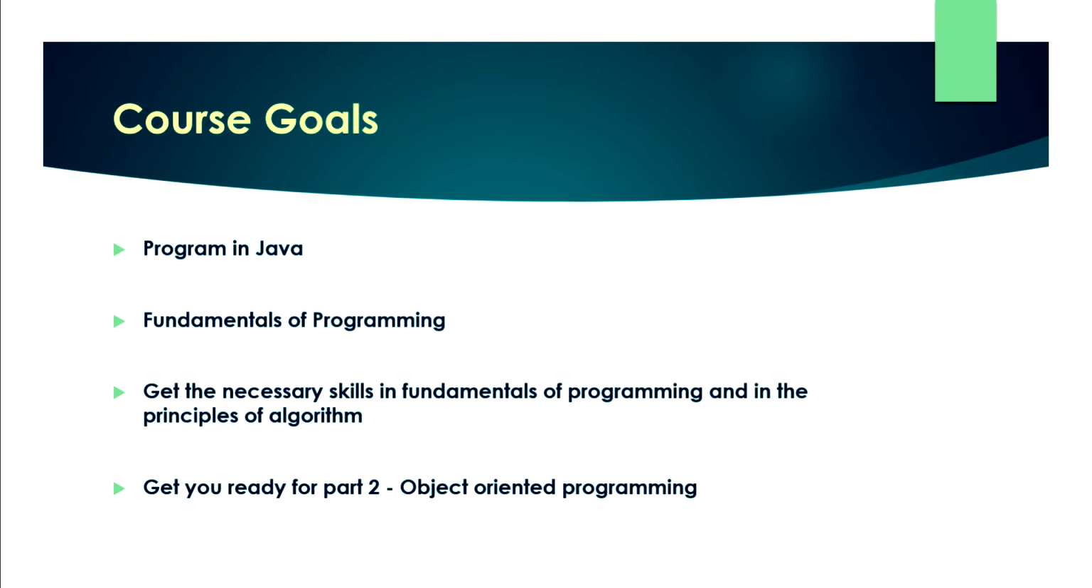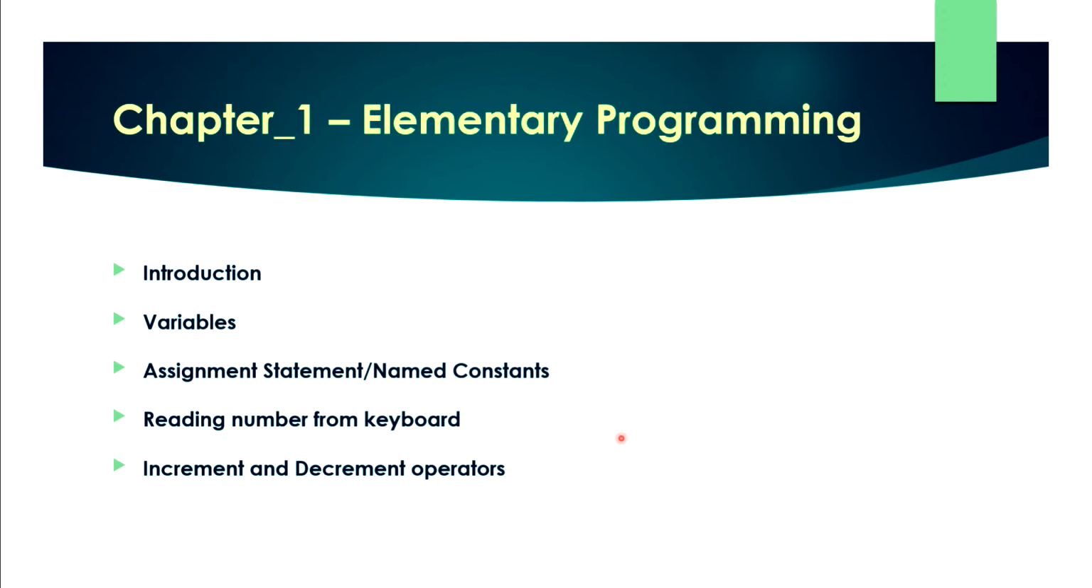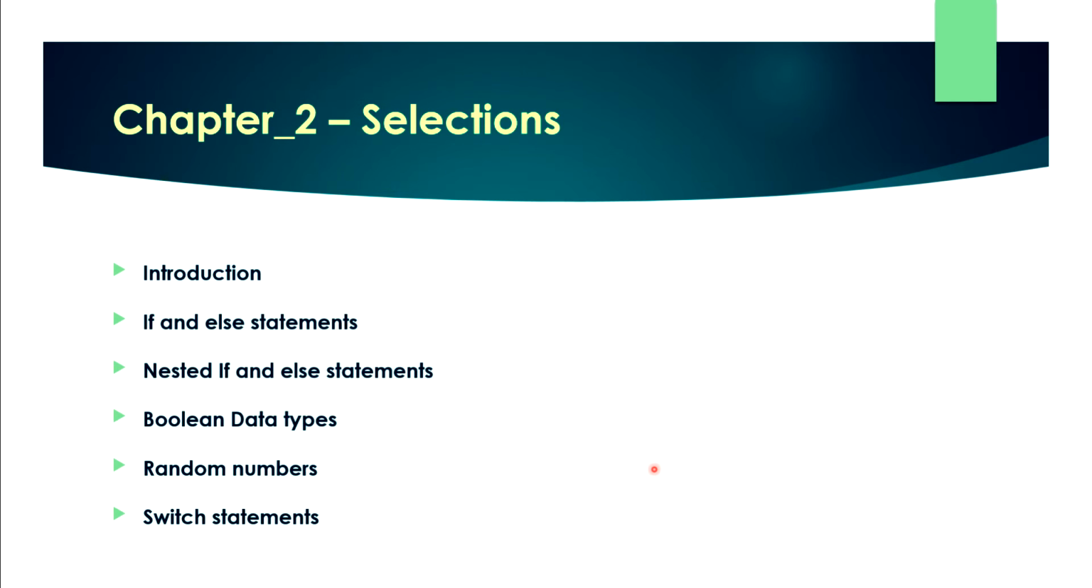There will be 6 chapters in this course. Let's start with chapter 1. The first chapter we're going to talk about is elementary programming. In every chapter there's going to be an introduction lesson on what the chapter is going to be. In this chapter we're going to talk about variables, assignment statements, named constants, how to read numbers from keyboard, and increment and decrement operators. The next chapter we're going to talk about is selections.